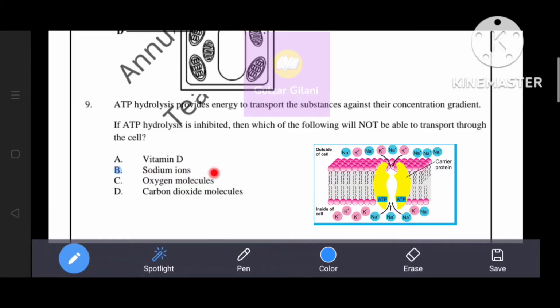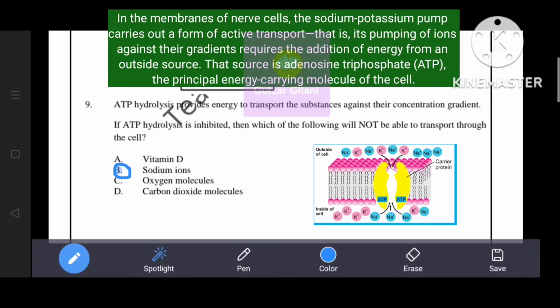So the correct answer is option B, that is sodium ions. Means option B, sodium ions, is the correct answer. As you know, in the membranes of nerve cells, the sodium potassium pump carries out a form of active transport, that is, its pumping of ions against their gradient requires the addition of energy from an outside source. That source is ATP, adenosine triphosphate, the principal energy carrying molecule of the cell. That's why the correct answer is option B, that is sodium ions.